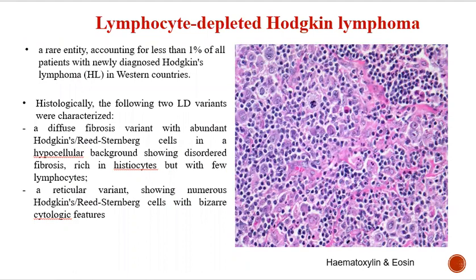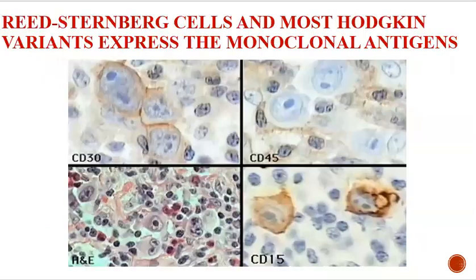Lymphocyte-depleted Hodgkin lymphoma is rare in children. It's common in adult patients with human immunodeficiency virus. This subtype is characterized by the presence of numerous large, bizarre malignant cells, many Reed-Sternberg cells, and few lymphocytes. Diffuse fibrosis and necrosis are common. Many cases previously diagnosed as lymphocyte-depleted Hodgkin lymphoma are now recognized as diffuse large B-cell lymphoma, anaplastic large cell lymphoma, or nodular sclerosis classical Hodgkin lymphoma with lymphocyte depletion.